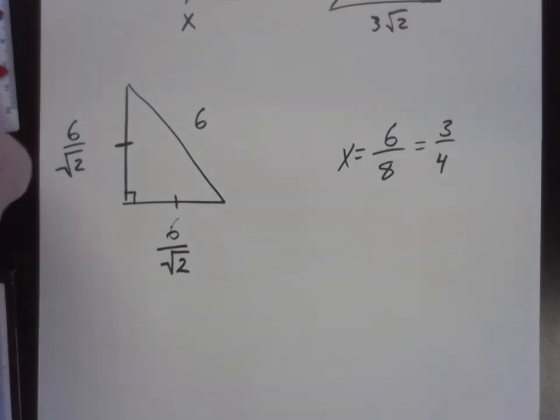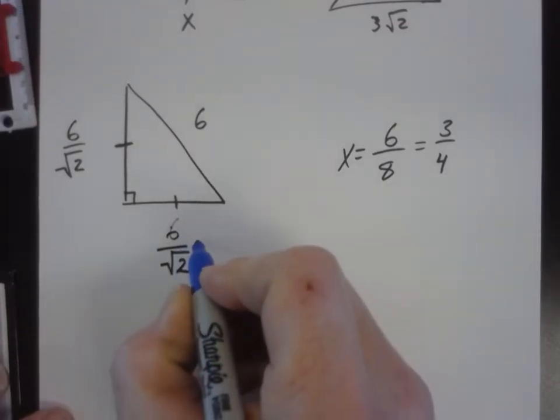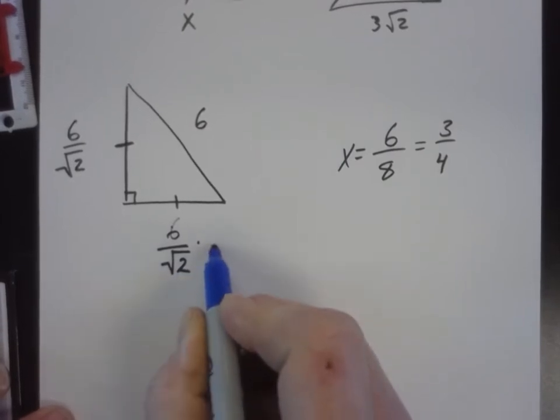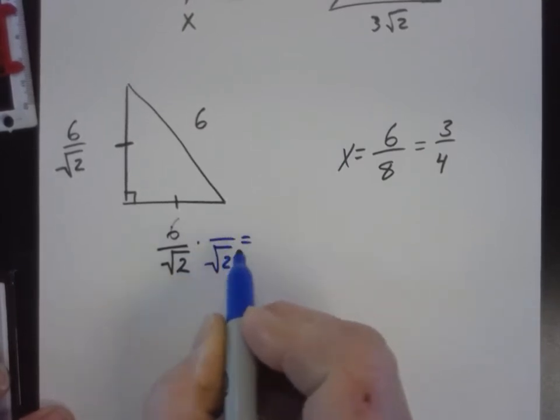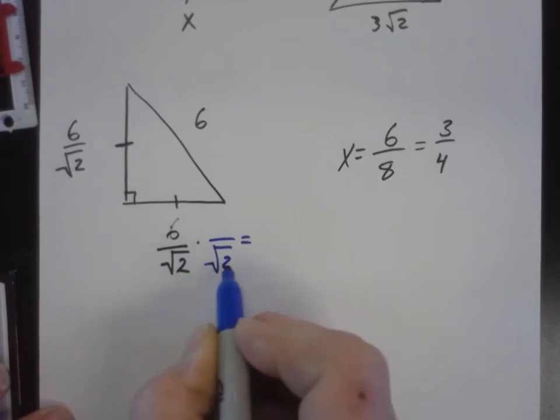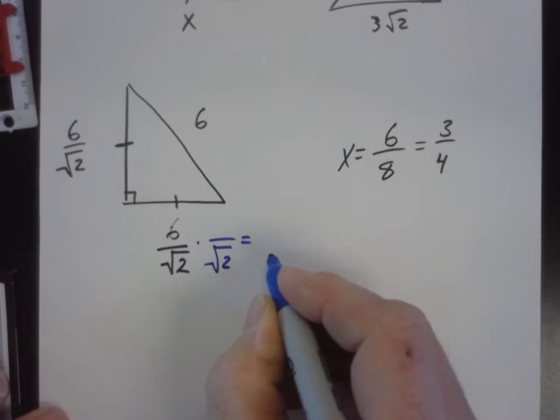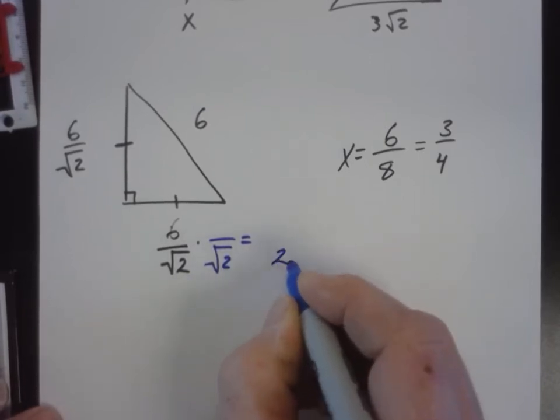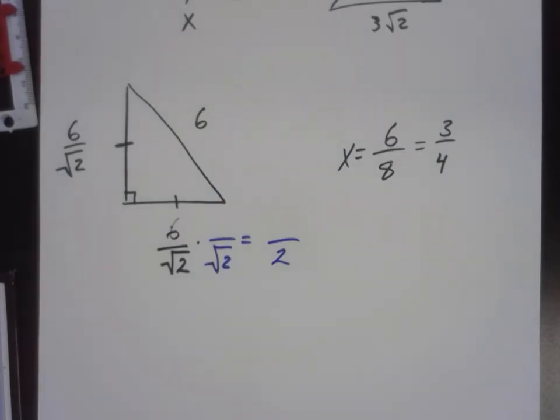So what we can do is get rid of the radical in the denominator by multiplying by radical 2. So whatever it is, if I multiply by it, what's radical 2 times radical 2? How come only one of you knew that? What's radical 2 times radical 2? Okay, so that's better. We don't have radical 2 in the denominator anymore.